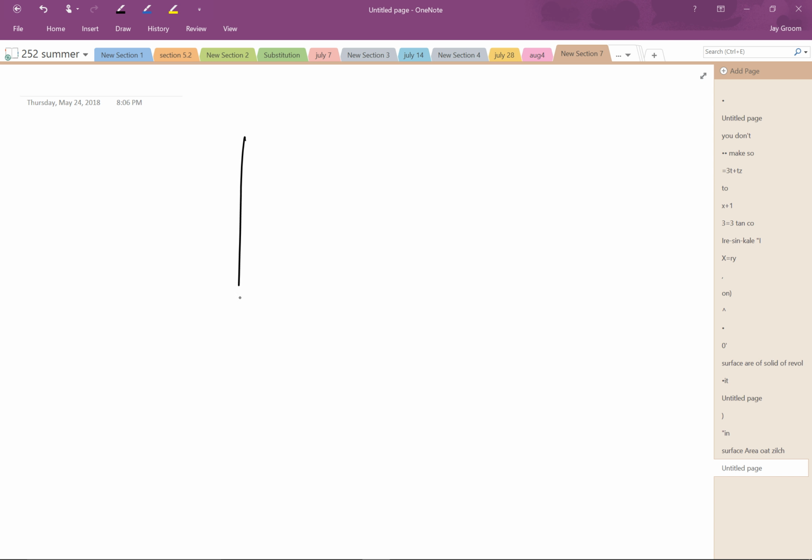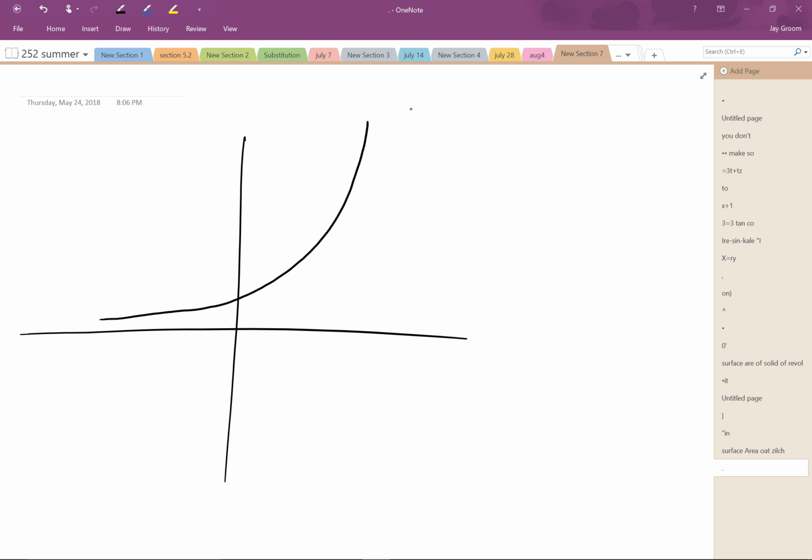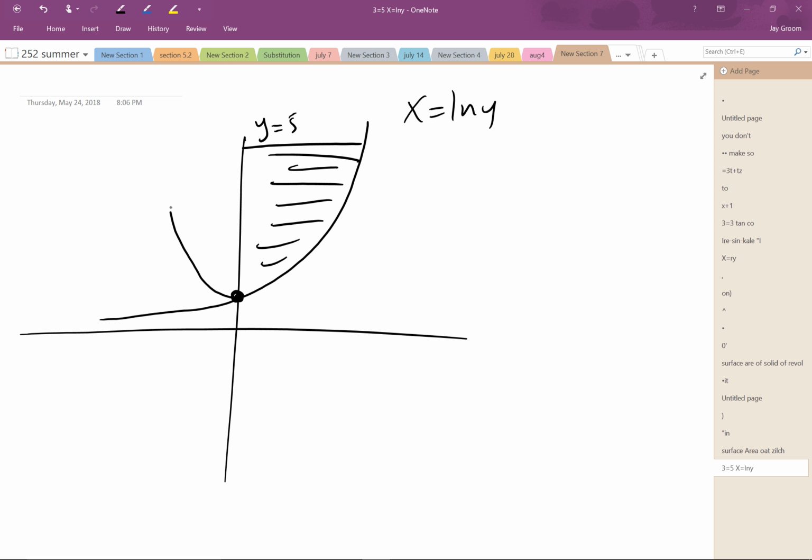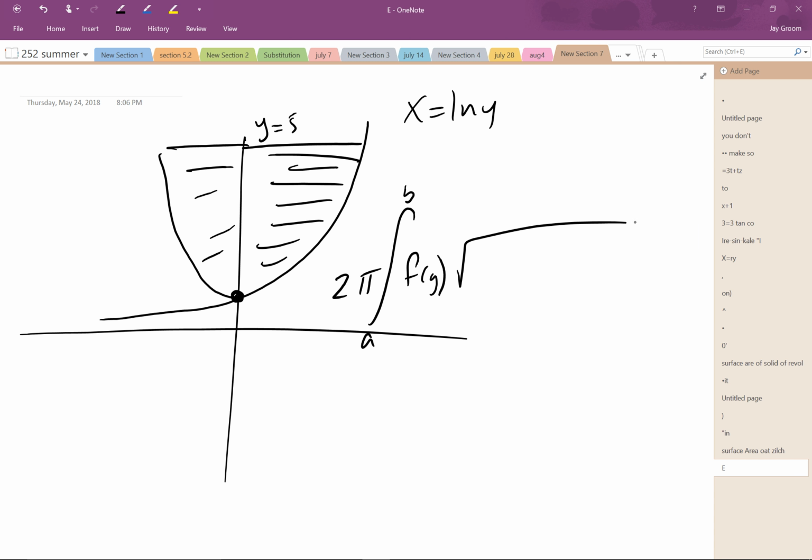Another one maybe, like, oh, Jay, what about this one? Like so, where this is x equals ln of y. And I want to find this region here where it goes all the way up to y equals 5. And of course that's 1 right there. I want to wrap this bit around the y-axis. And I want to then find the surface area. Well, glad you asked. Of course it's 2 pi from a to b. And then it would be your function of y times the square root of 1 plus f prime of y squared dy.